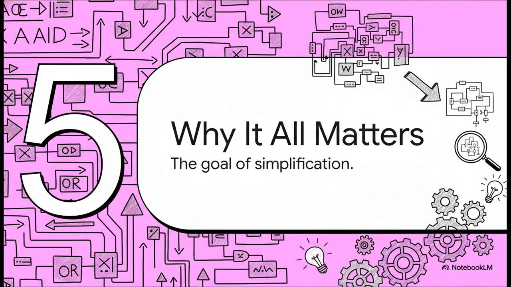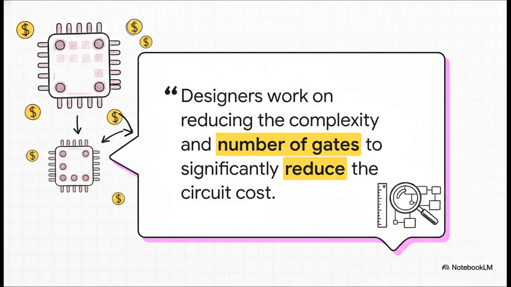So, you might be wondering, why bother with all that simplification? Why is it so important? Well, it turns out that step is maybe the most crucial part of the entire design. And here's why. Every single one of those logic gates costs money. It takes up physical space on the chip, it uses a tiny bit of power. So the fewer gates you can use to do the same job, the cheaper the chip is to make, the smaller it can be, and the more power efficient it is.